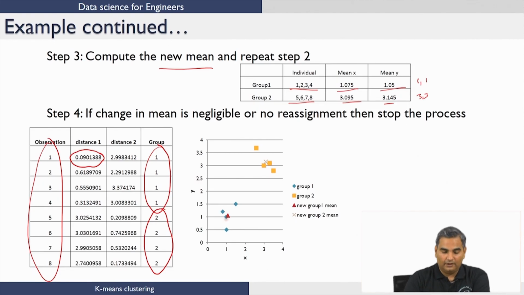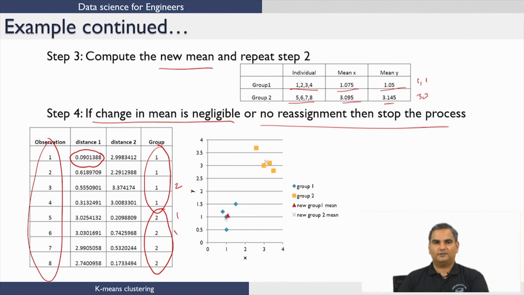Now, if it were the case that because of this new mean, let us say for example, this had gone into group 2 and this and this had gone into group 1, then correspondingly you have to collect all the points in group 1 and calculate a new mean, collect all the points in group 2 and calculate a new mean, and then do this process again, and you keep doing this process till the mean change is negligible, or there is no reassignment. So, one of these two things happen, then you can stop the process.